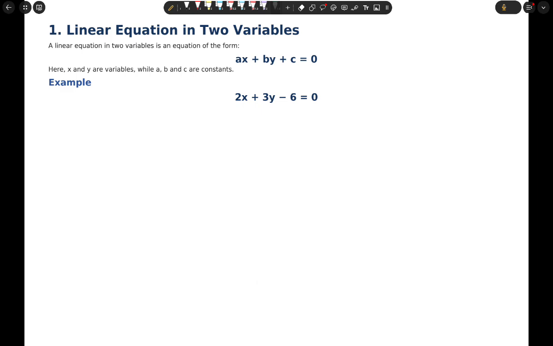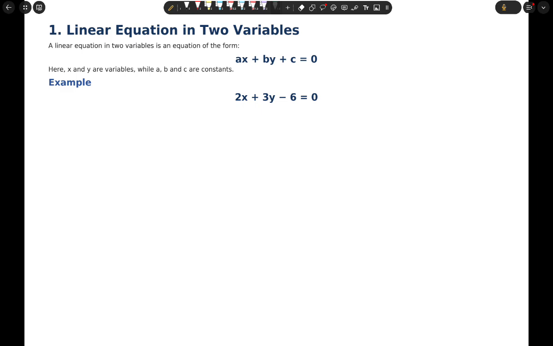So linear equations are equations in which the power of the variable term is 1. In linear equations, the variable term will have the power or the degree of 1. Here we have linear equations in two variables. So in linear equations of two variables, the power of both the variables will be 1.